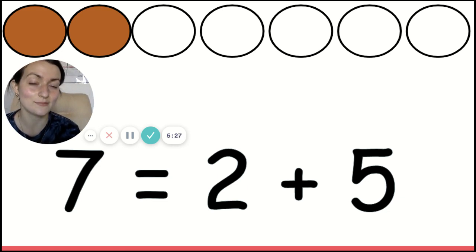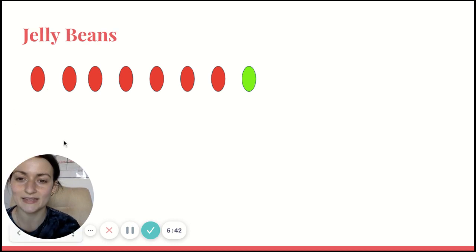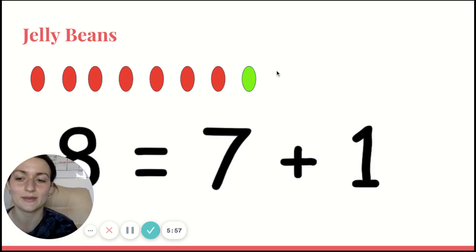Did you draw some jelly beans? Did you make sure you have 8 jelly beans? Some are red and some are green? Pause the video and draw them if you haven't. I'll show you mine. I have jelly beans. I figured that Nyla might really like her cherry jelly beans the best and then only want 1 green apple. So I did 1, 2, 3, 4, 5, 6, 7 red jelly beans and 1 green jelly bean.